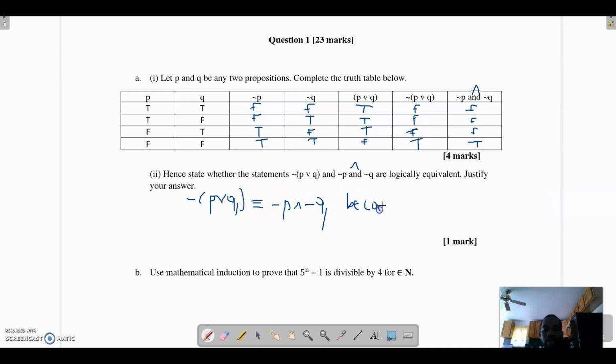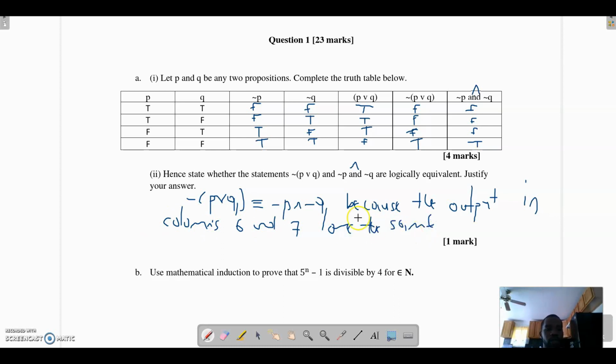because the outputs in columns 6 and 7 are the same. Right? So that would be it for the first part of the question.